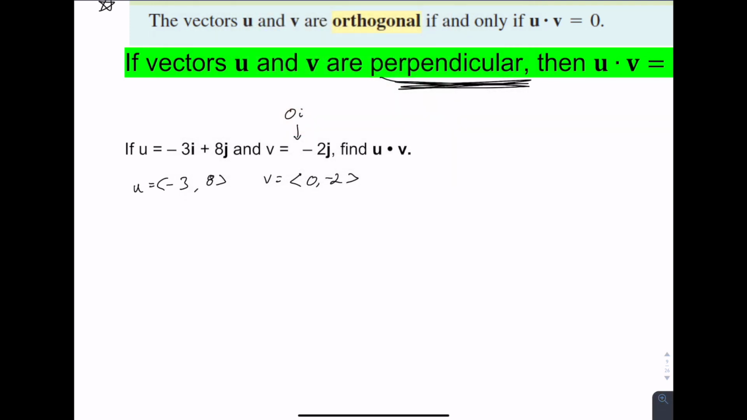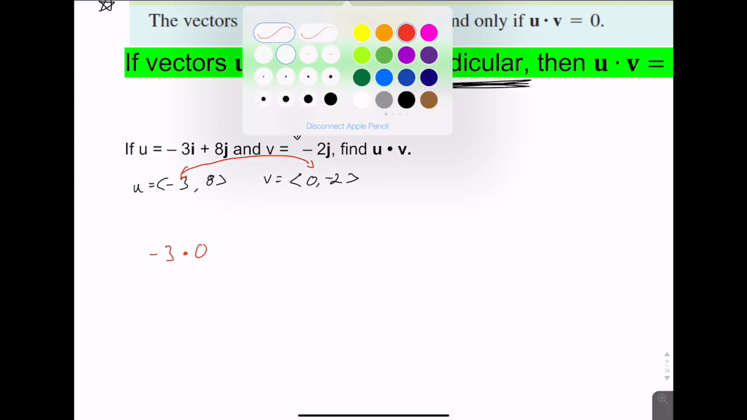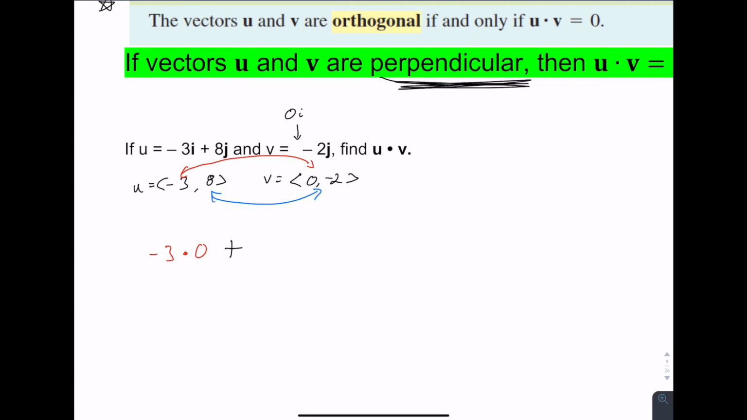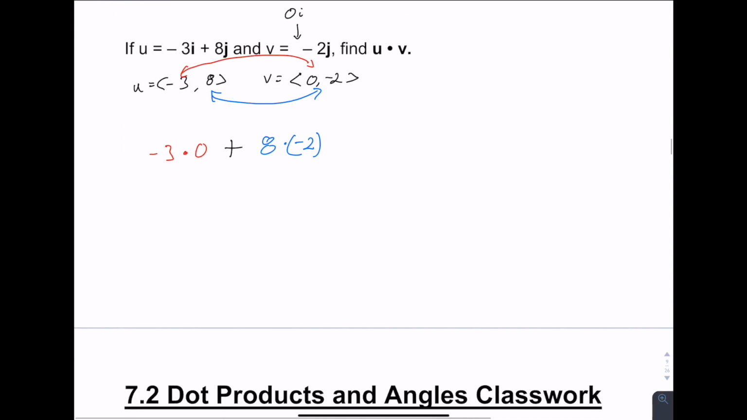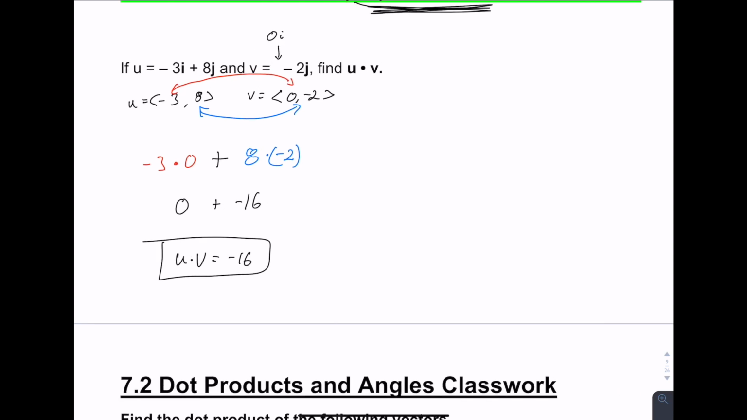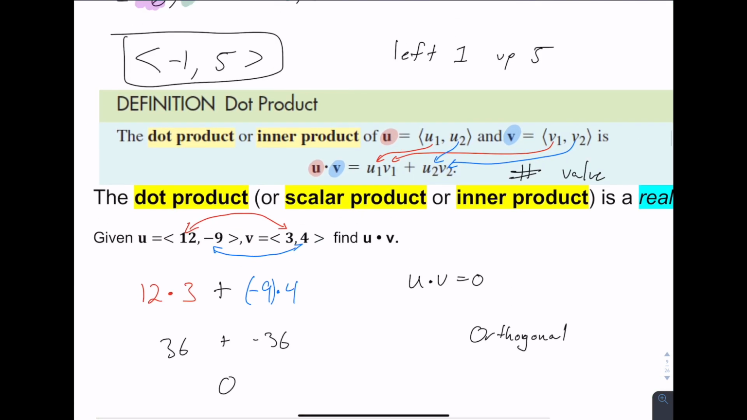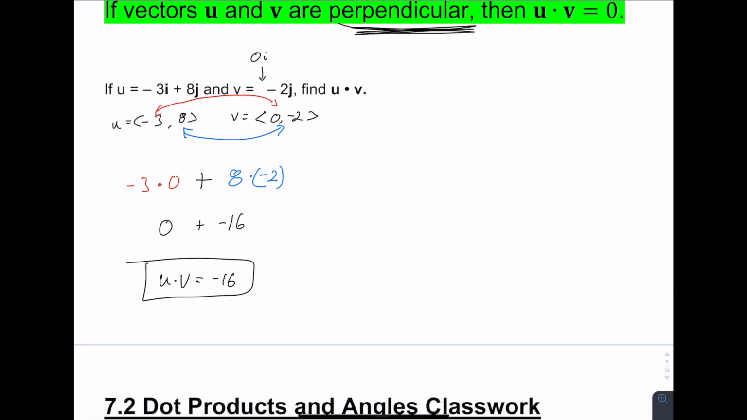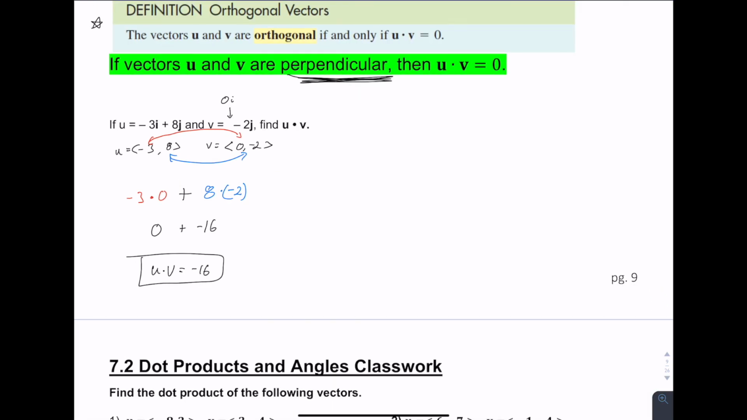So now if we're trying to find u dot v, x's times x's, so negative 3 times 0 plus y's times y's. This would be 0 times negative 2. So we end up with 0 plus 0. So that means u dot v equals 0. Another name for this would be a scalar product. It says it up here, scalar product. But there you go, guys. That's how you do dot products and angles.